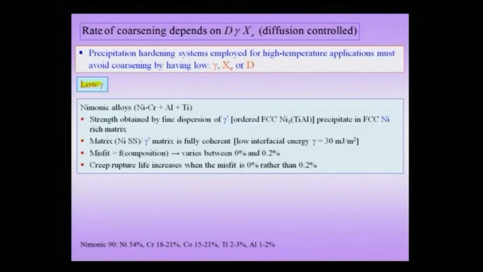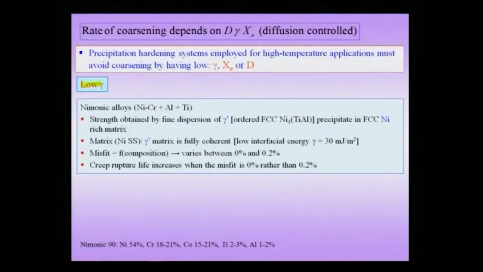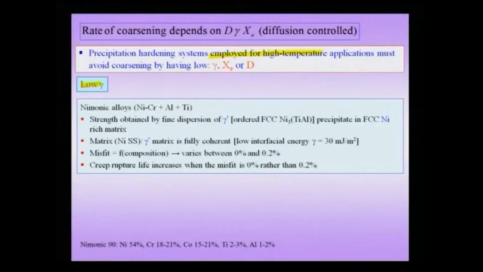So, there are three strategies. Either I can have a low gamma, or I can have a low x c value, or I can have a low D value, such that overall my coarsening rate is small. And if you are looking at precipitation hardening systems which have to be employed at high temperature, then we have to have these conditions satisfied, so that I can have hardness even at high temperatures.